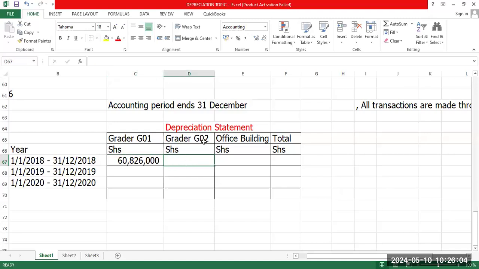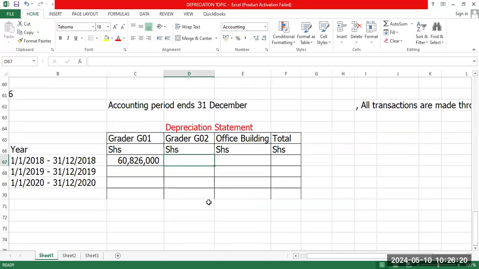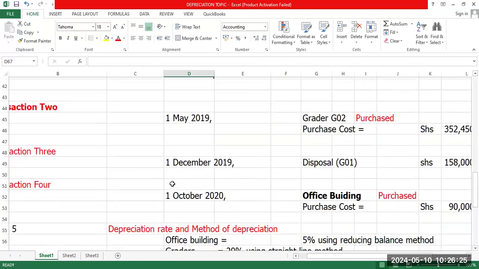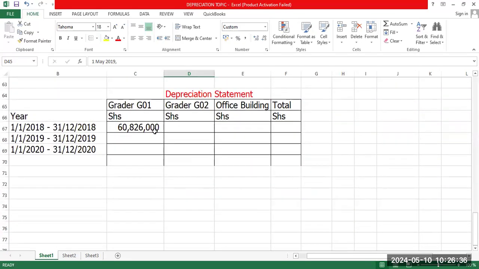Also, let's get depreciation for grader 2. Before you just get depreciation, first ask yourself, did you actually have this grader in 2018? You go back and ask yourself, when did you actually purchase the asset? We purchased the asset in May 2019. So it means that in 2018 this asset was not there. We cannot give depreciation. It means that depreciation is 0.